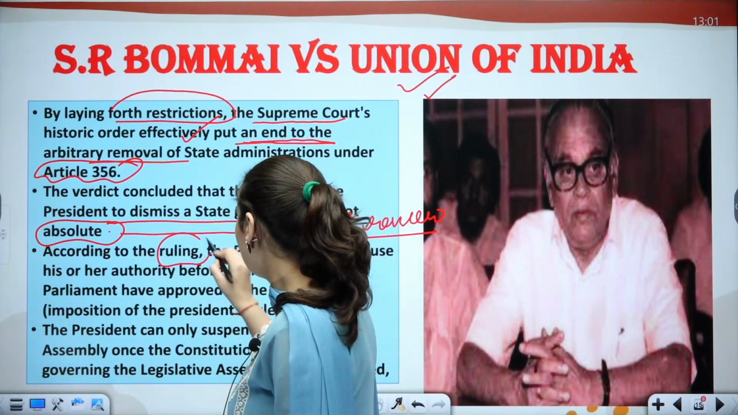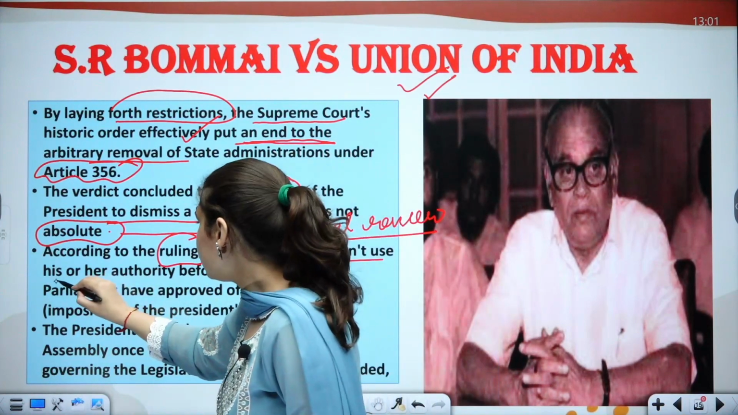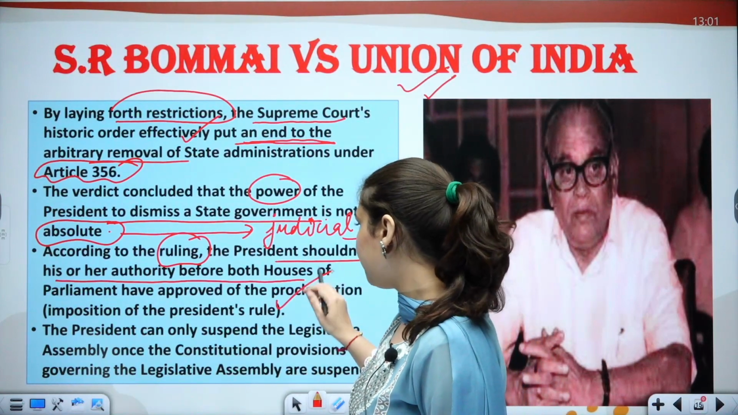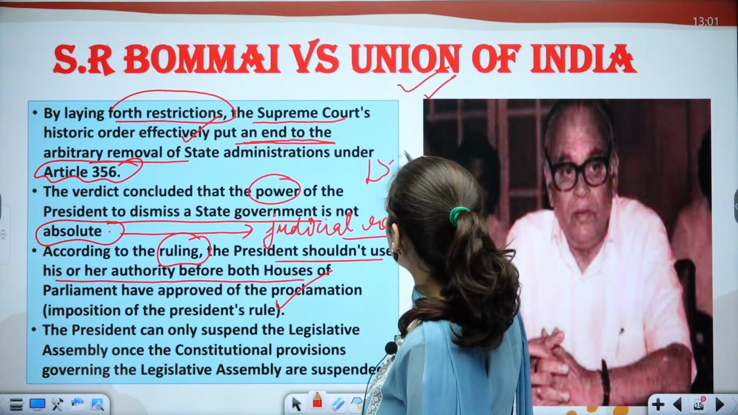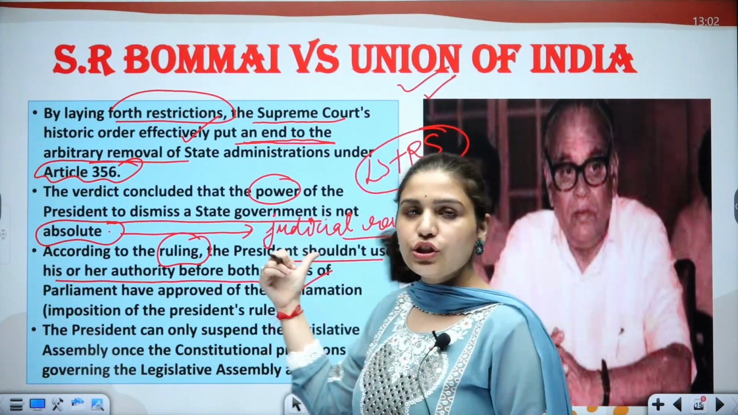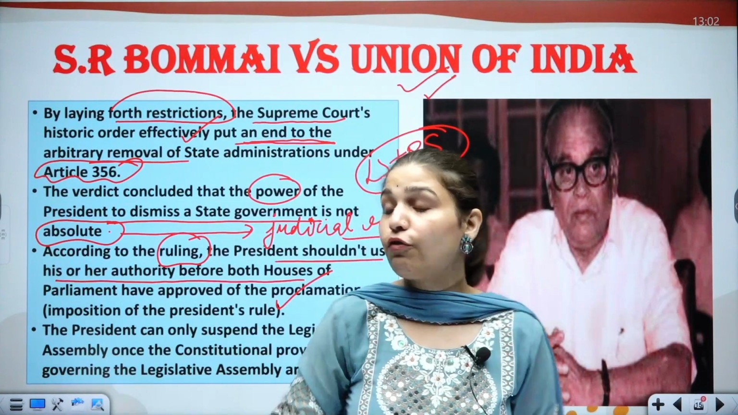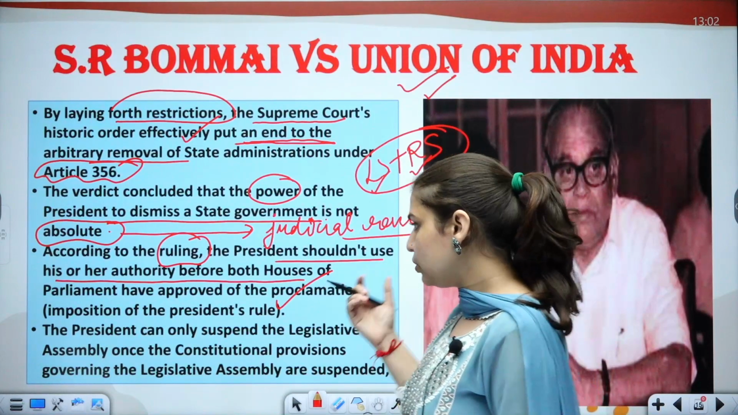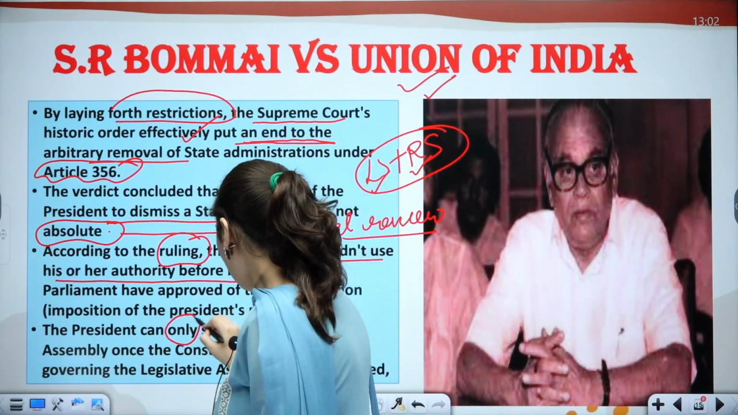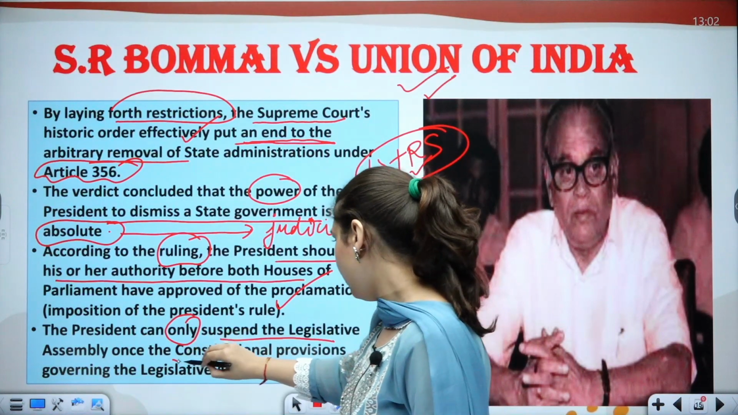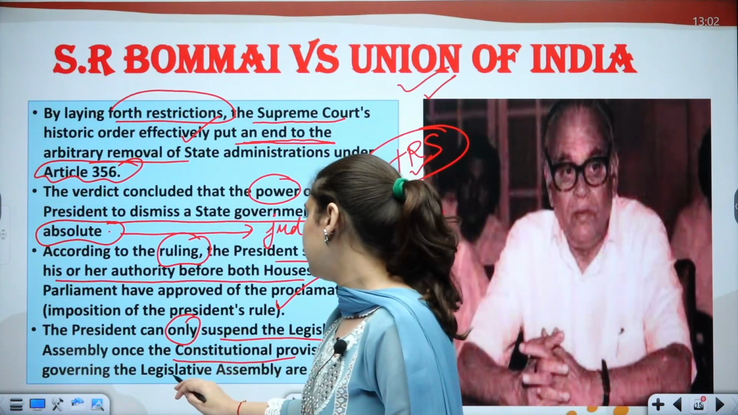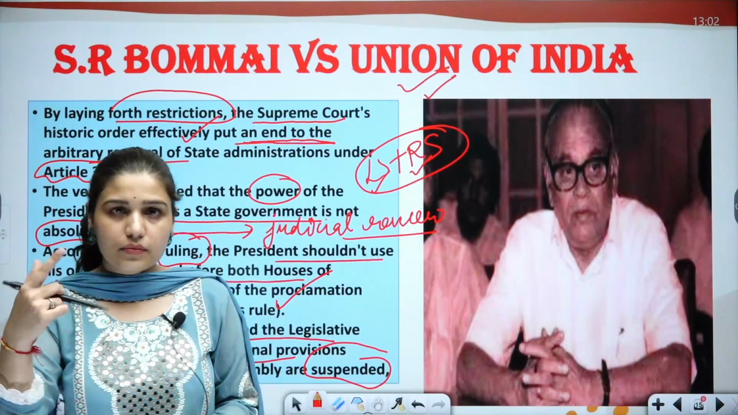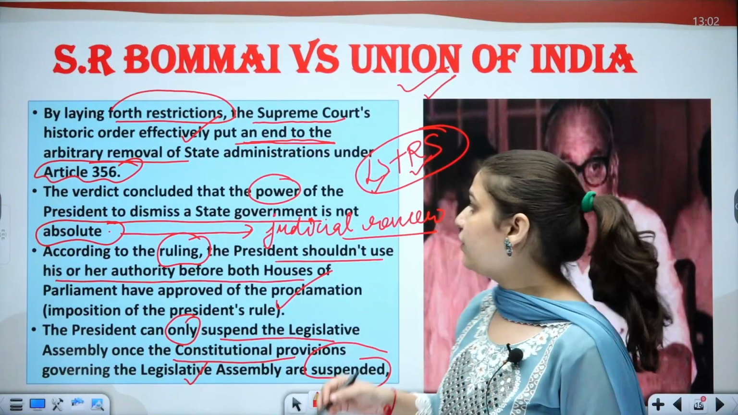According to this ruling, the president shouldn't use his or her authority before both houses of the parliament have approved the proclamation. We have seen that for approval of this proclamation we require a simple majority of both houses, Lok Sabha plus Rajya Sabha. And the president can only suspend the legislative assembly once the constitutional provisions governing it are complied with. So these were the points of the judgment given in this particular case.